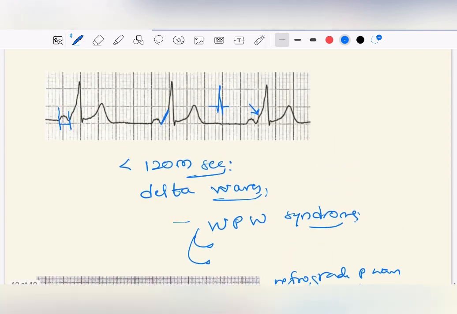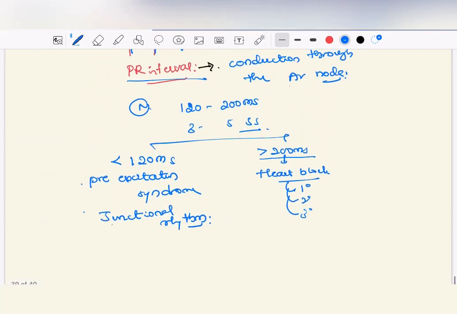So this is just an introduction to the PR interval and the conditions where it is prolonged and shortened.